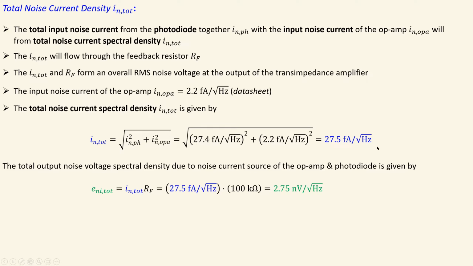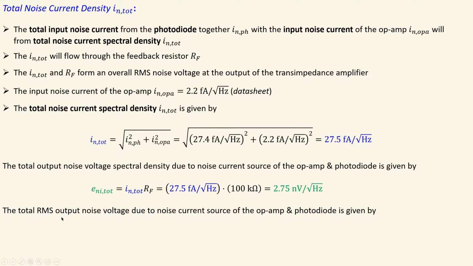Again, using Ohm's law, this times the resistor in the feedback, you will have 2.75 nanovolts per root hertz. Okay, the total RMS output noise voltage due to the noise current source of the op-amp and also the photodiode is then given by this. This is the RMS value. You multiply this by the square root of the noise bandwidth, and you will get 2.173 microvolts RMS. That is the contribution by the noise current sources at the output.